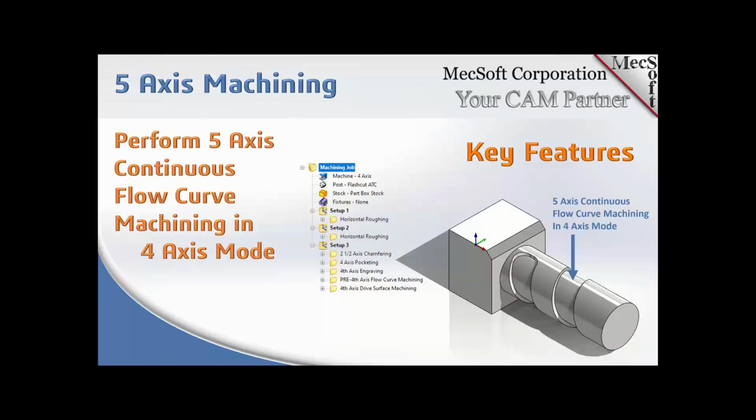Now, we've got a number of examples in these slides we're going to show you, and that illustrates some of the key features. Now, you can perform 5-axis continuous flow curve machining in 4-axis mode. And we mentioned this earlier about using a 4-axis. Why were we talking about 4-axis? Well, in the example you see here on the right, you have a 4-axis part, but you have a surface that you can use 5-axis continuous flow curve machining on and output that in 4-axis mode.